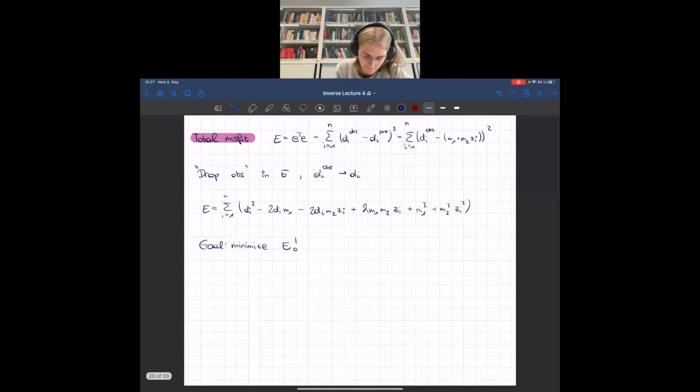So let us do something fun here. The derivative of E with respect to m1 is 2 times n, where n is the number of observations we have, times m1, minus 2 times the sum over di, plus 2 m2, then the sum here again, zi, and this thing should be 0.